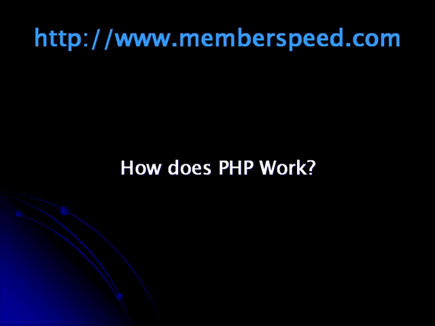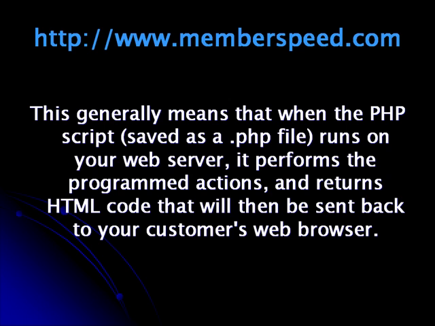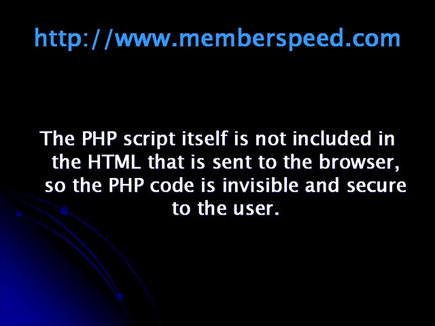How does PHP work? As its name, PHP Hypertext Preprocessor, suggests, PHP derives its power by preprocessing hypertext on the server side. This generally means that when a PHP script, saved as a .php file, runs on your web server, it performs the programmed actions and returns HTML code that will then be sent back to your customer's web browser. The PHP script itself is not included in the HTML that is sent to the browser, so the PHP code is invisible and secure to the user.